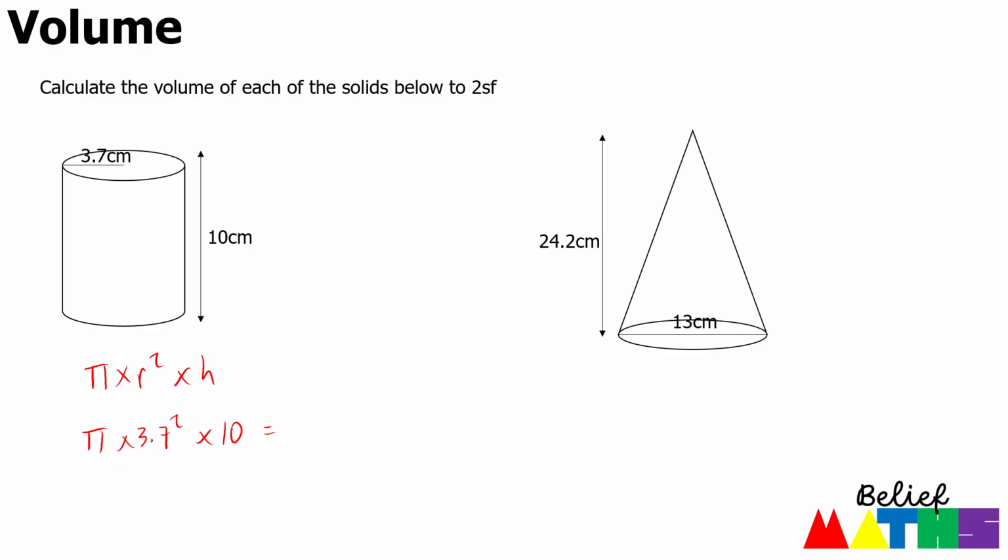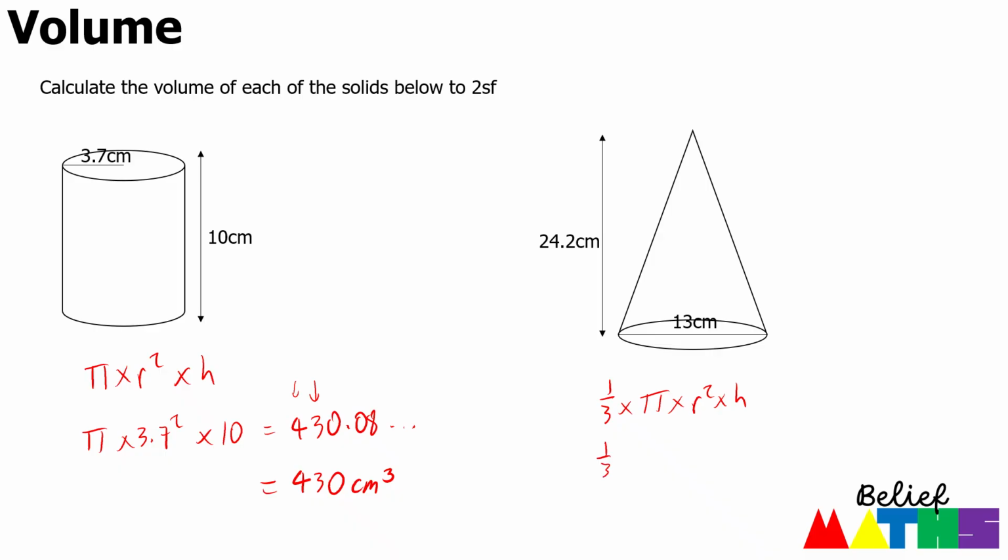So straight away putting that into our calculator, pi times 3.7 squared times the height of 10 gives us an answer of 430.08. So to two significant figures, that's 430 centimeters cubed because we're working on volume. Same idea with the cone. Remember, a cone is a cylinder and we just use part of it, so it's pi times the radius squared times the height, and it's 1/3 of that.